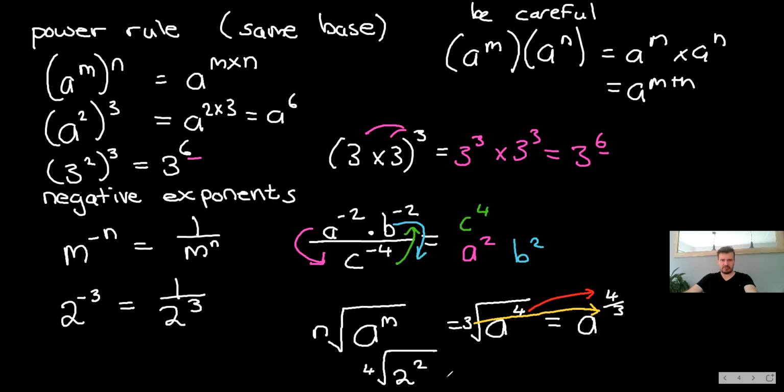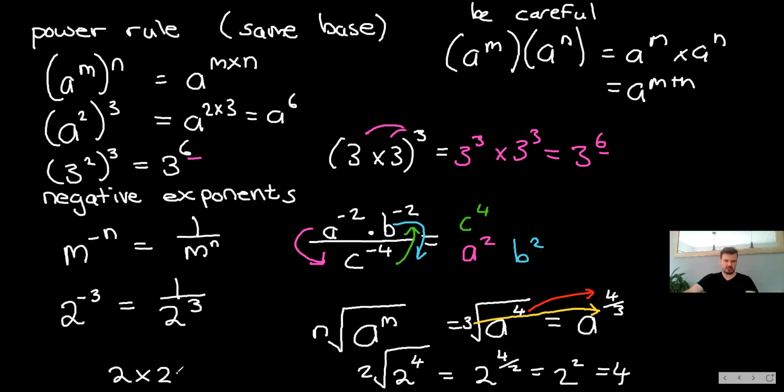If I was to do it the other way around, 2 to the 4 to the 2 here, this is essentially then 2 to the 4 over 2, which is 2 to the 2, which is 4. Now we can prove this because we know 2 to the 4 is essentially 2 times 2 times 2 times 2. And we know 2 times 2 is 4 times 2 is 8 times 2 is 16.